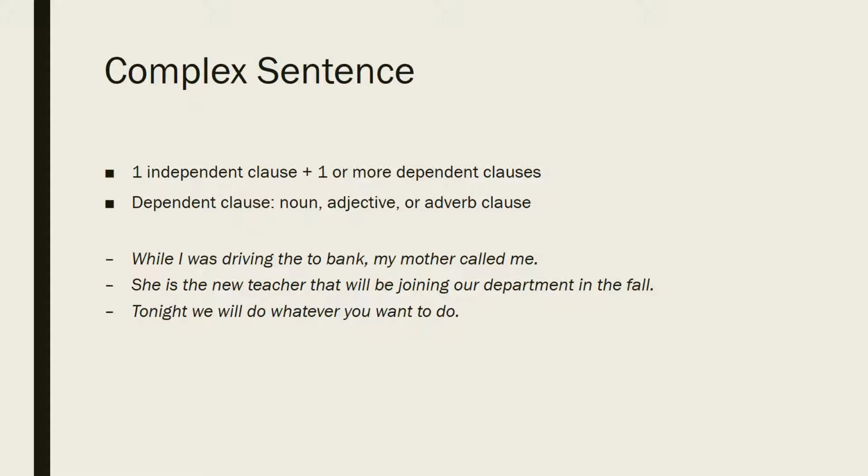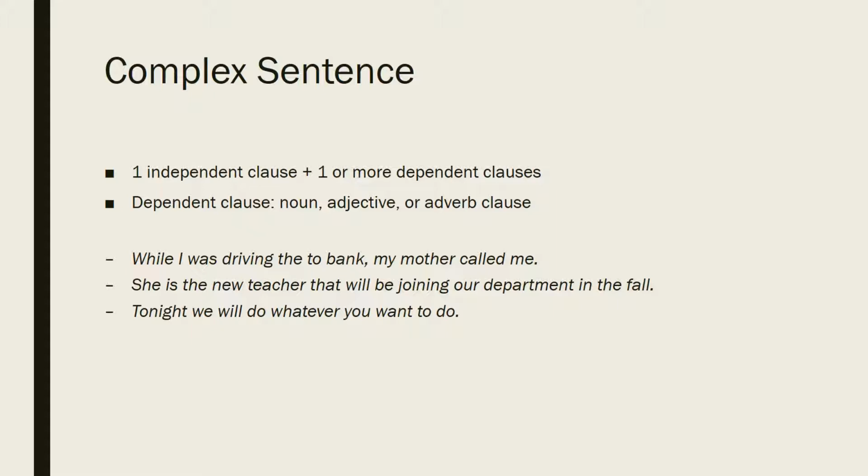You may recognize the first one. While I was driving to the bank, my mother called me. Here, the independent clause is my mother called me, and the dependent clause is while I was driving to the bank. Second example, she is the new teacher that will be joining our department in the fall. She is the new teacher is the independent clause, and that will be joining our department in the fall is the dependent clause. And this is actually an adjective clause describing teacher in the sentence.